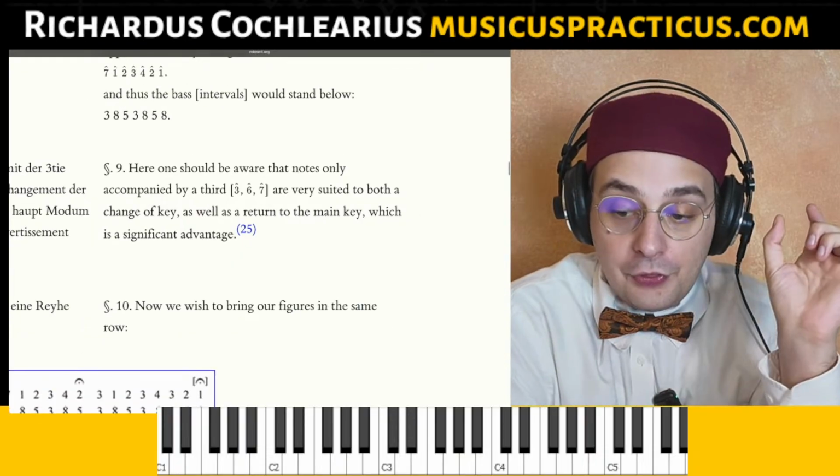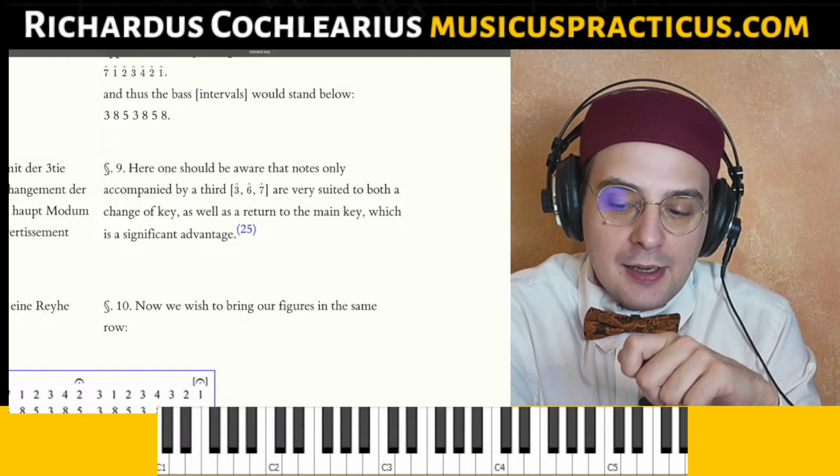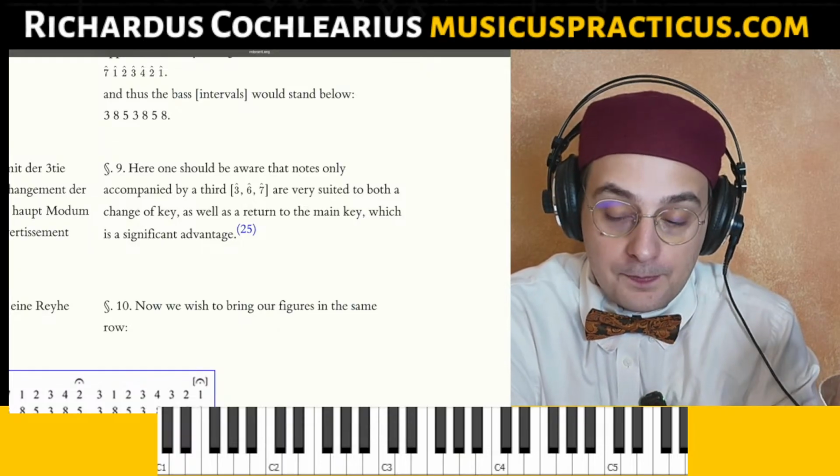So the 3rd degree, the 6th degree and the 7th degree are the notes with which we can do a modulation.